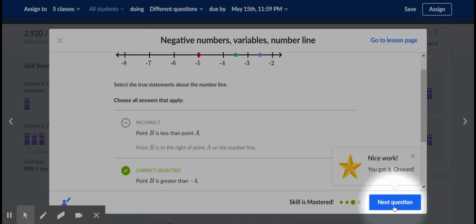If it's to the left, it's less. If it's to the right, it's greater. That's the major rule. So just kind of look at it, and that should help you. And it even will give you hints if you get them wrong. So this one here, it says this is incorrect because point B is to the right of point A. It can't be less.